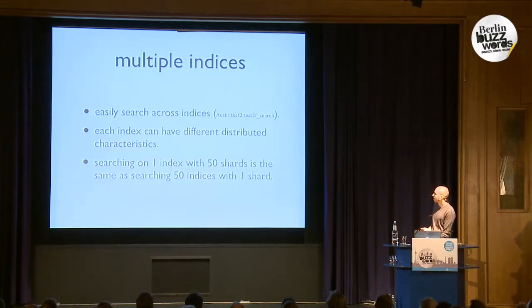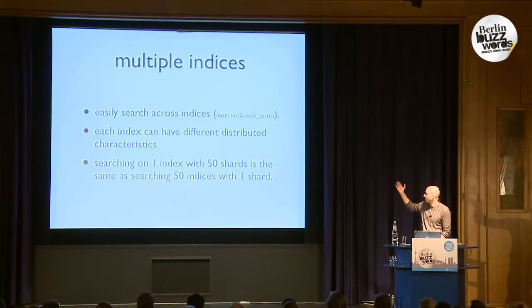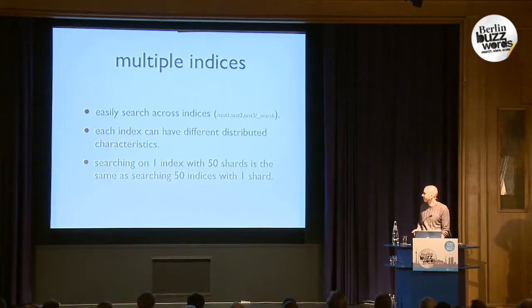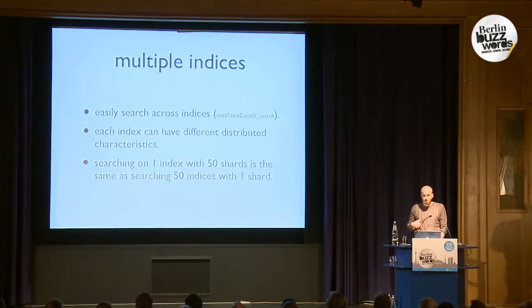And what Elasticsearch does is that it allows you to easily search across indices. Here's a simple URI endpoint where I'm effectively searching on the test1, test2, and test3 indices. Note that they have different shard counts. That doesn't really matter. In Elasticsearch itself, searching on one index with 50 shards or searching on 50 indices with one shard, it's exactly the same. There isn't really a difference between the two.